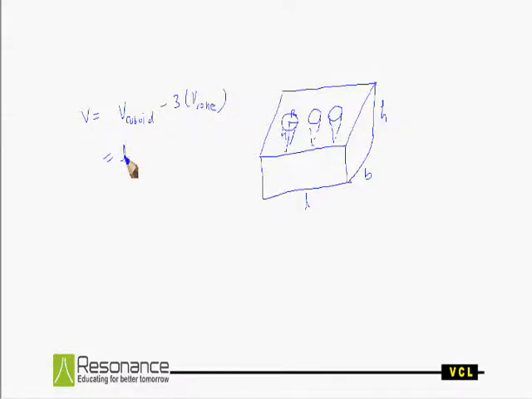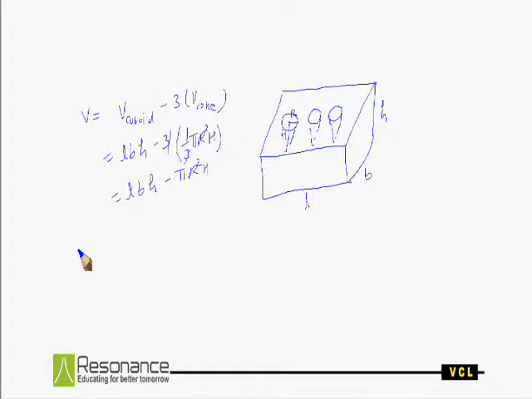So the volume of the cuboid is L into B into H minus 3 times the volume of cone, which is 1 upon 3 pi capital R square capital H. We can cancel 3 by 3. So we are getting LBH minus pi capital R square capital H. This should be the volume of this pen stand.